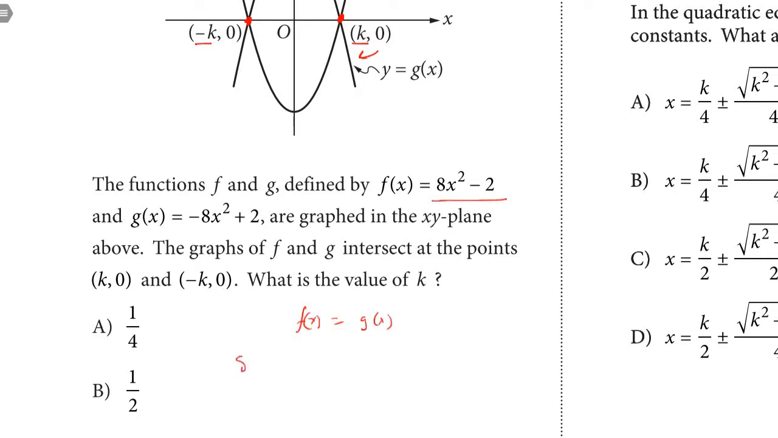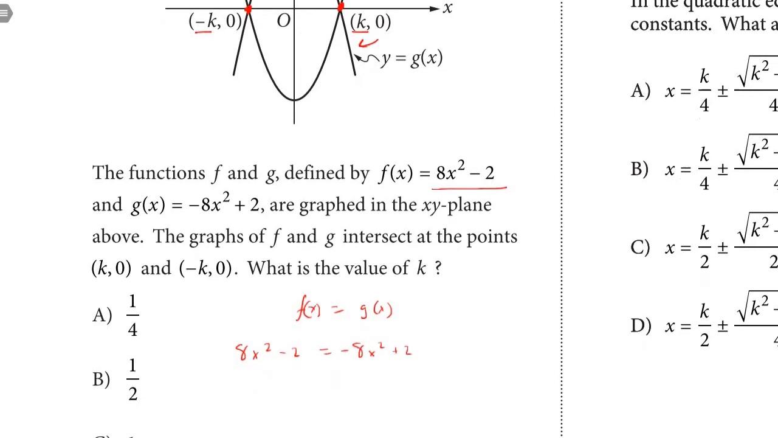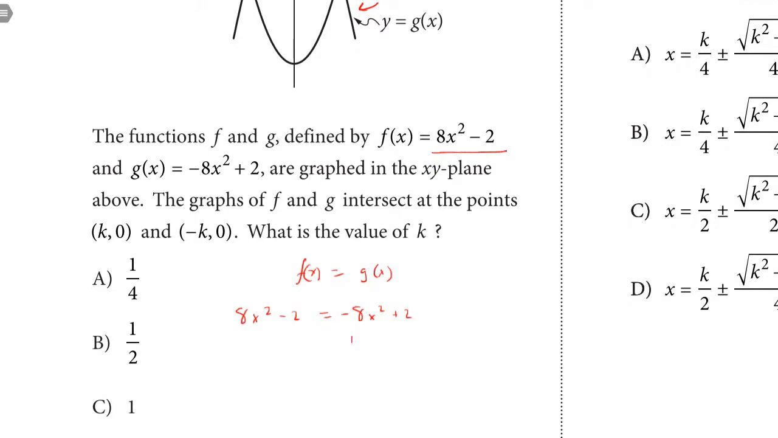So what is that? That is 8x squared minus 2 is equal to negative 8x squared plus 2. Alright? So what we're going to do, we're going to add 8x squared here, right? Because we want to bring all the x squares on one side and the non-x squares on the other side. So if I do that, 8x squared plus 8x squared, I get 16x squared minus 2 is equal to 2, since minus 8x squared plus 8x squared gives us 0. Now I'm going to add 2 to both sides. I'll get 16x squared is equal to 4.